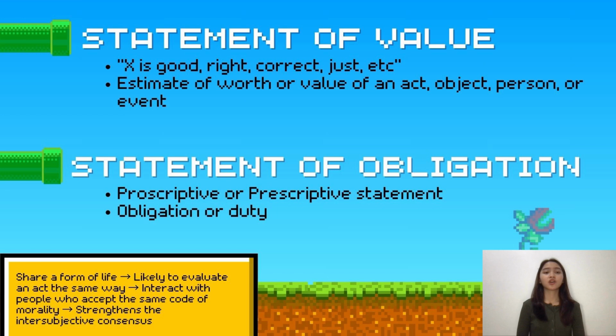Statement of obligation, on the other hand, is in the form of either a prescriptive statement or proscriptive statement, and it deals with what you ought to do. These statements pertain to your duty and obligation. A prescriptive statement presents what you must do, while a proscriptive statement states what you must not do. An example of a statement of obligation is the 10 Commandments.